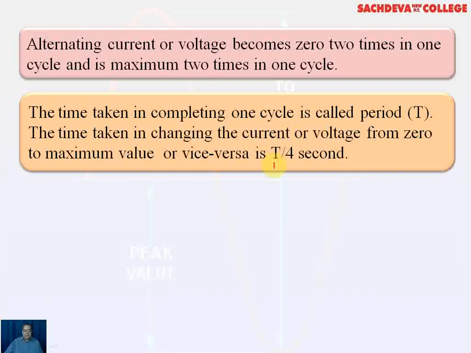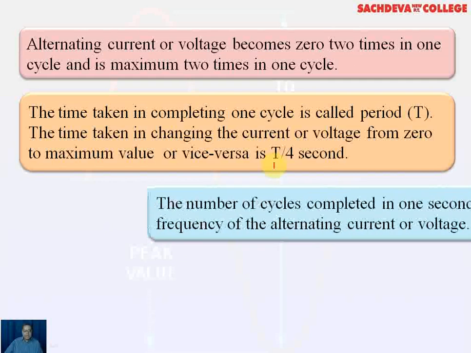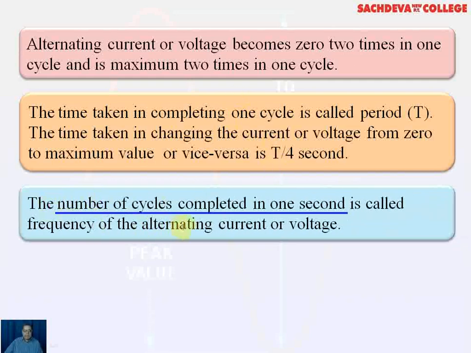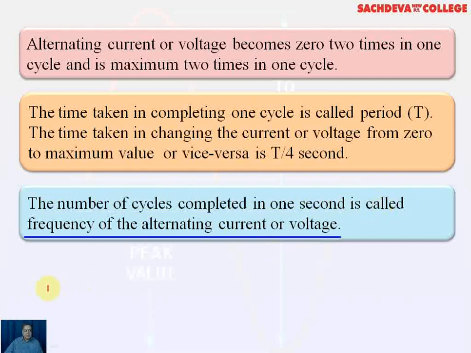They can vary up to the extent of 160 cycles a second, or the time period can be up to 1 over 160 seconds. That is, their operating machines are much faster as compared to the machines used in India. The number of cycles completed in 1 second is called the frequency of the alternating current or voltage. So alternating voltage or alternating current has a frequency, 1 over T, taken as F or N, and it will be 50 cycles per second.